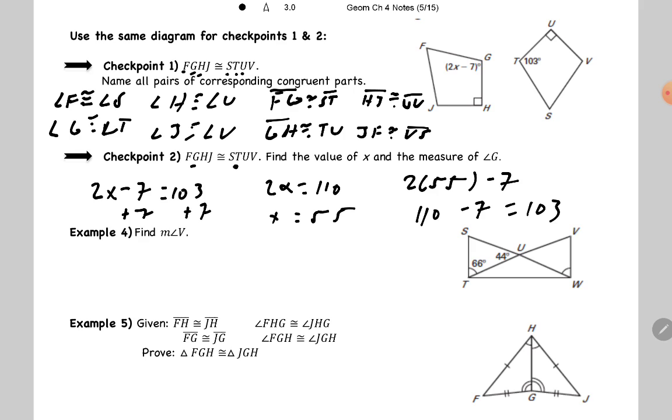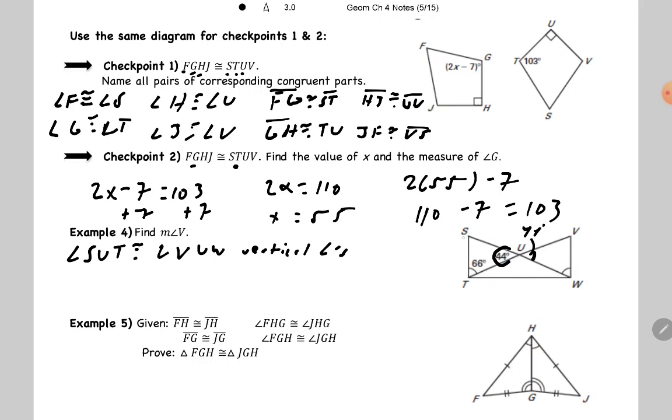All right, example 4. Find the measure of angle V. Okay, measure of angle V. Okay, so let's look at angle SUT. So SUT is this 44 degrees. And then we have an intersection. And then we have angle VWU. So I'm looking at this angle here. So that should also be 44 degrees because of vertical angles. So angle VWU, because of vertical angles, is 44 degrees as well.